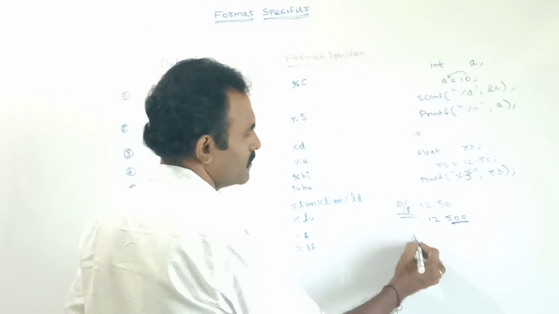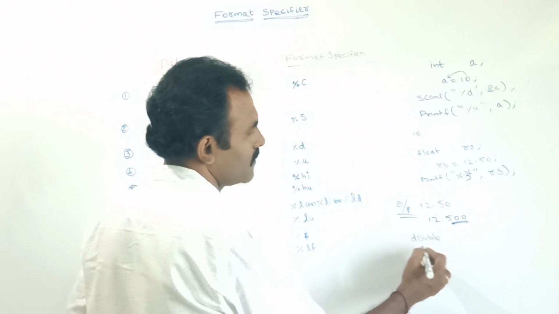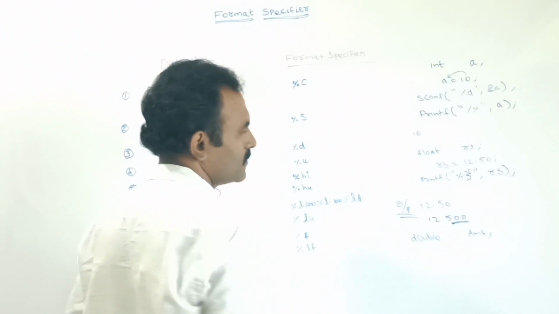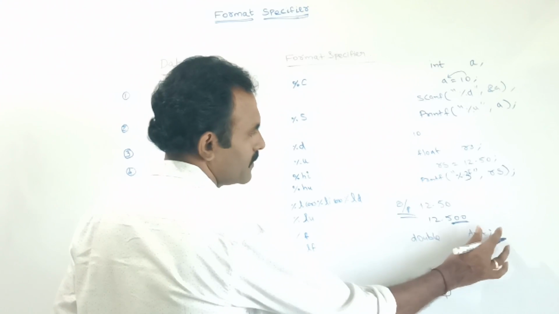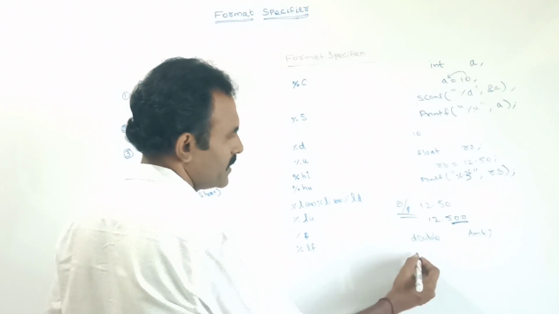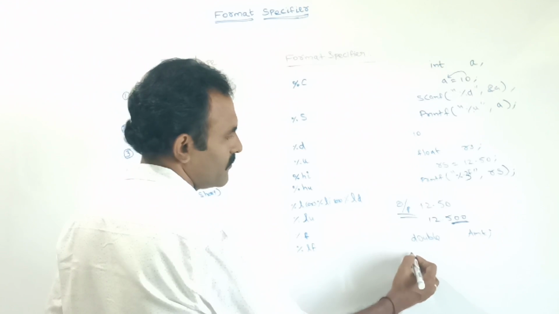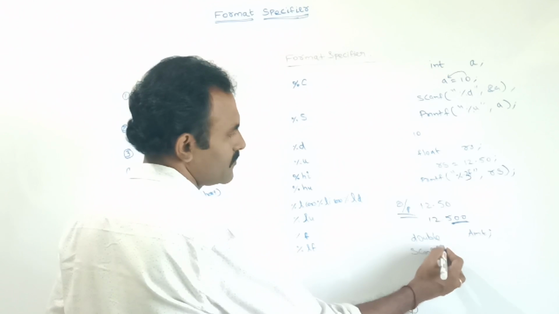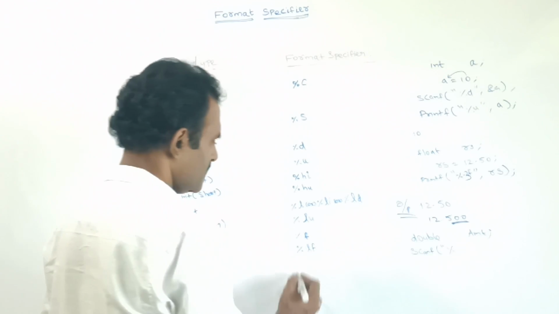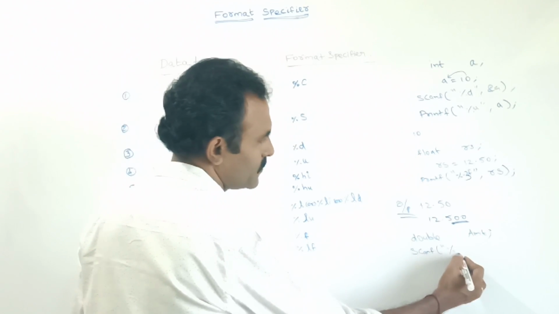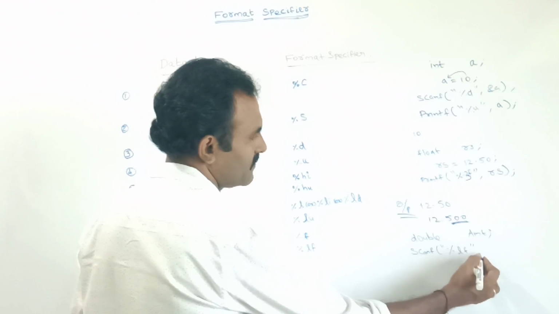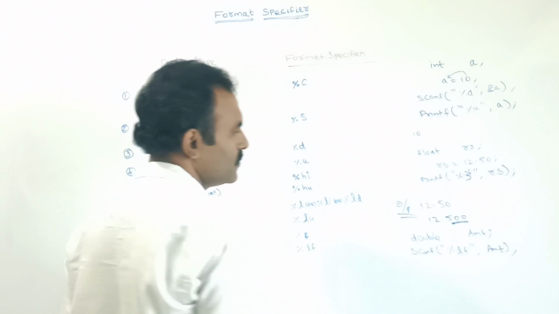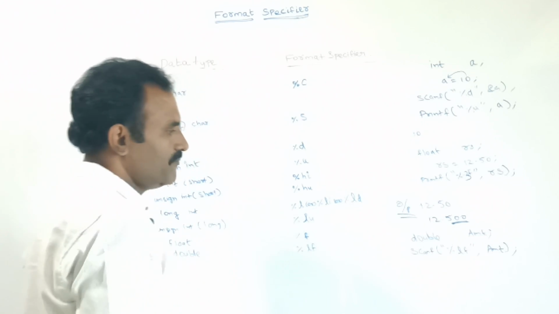For example, double amt. If I need to store a value for a double, we can use the scanf function. With the help of scanf for a double, we use the format specifier %lf and &amt. That is, we can store the value to amt.